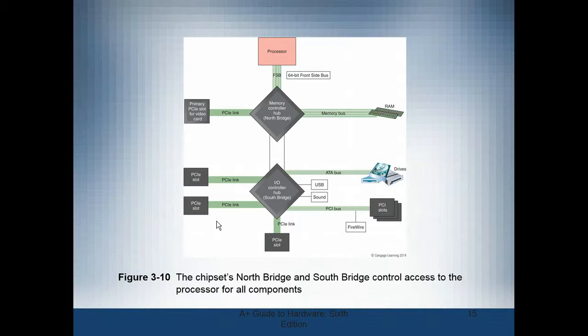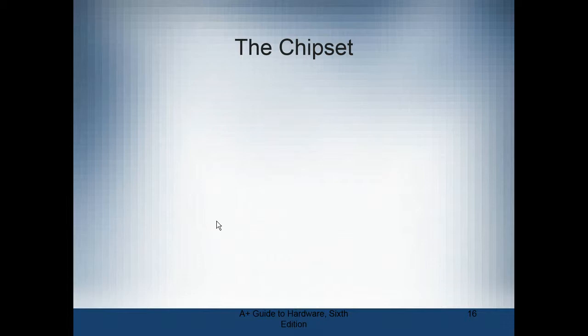Everything else down here goes to the I/O controller, the South Bridge, including the other PCIe cards. Generally the primary slot is designated for video, and that's the one that goes into the high-speed bus. The other PCIe slots go into the South Bridge. So USB, sound, basically everything except memory and video goes into the lower-speed bus. The higher-speed bus has a bigger connection to the processor itself.